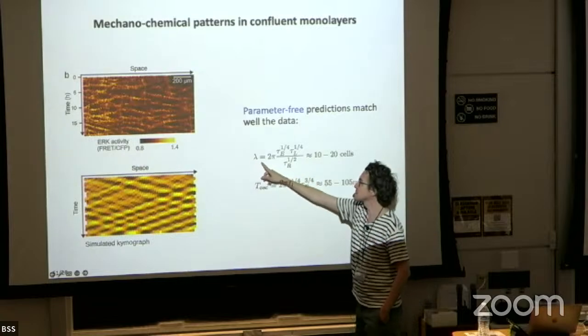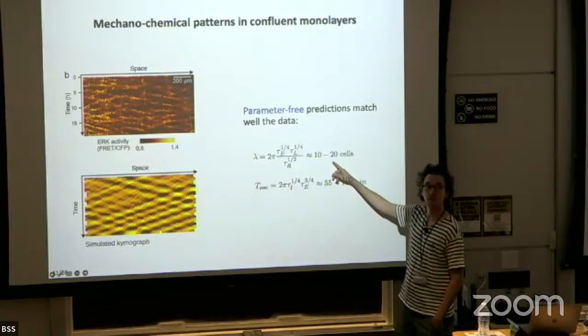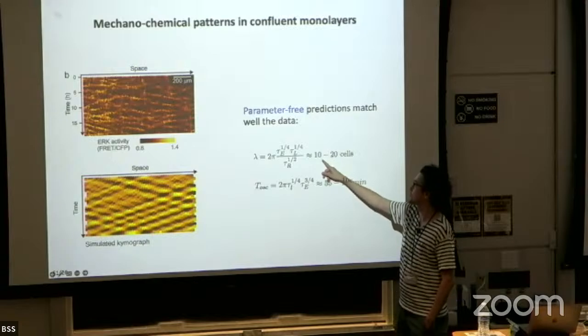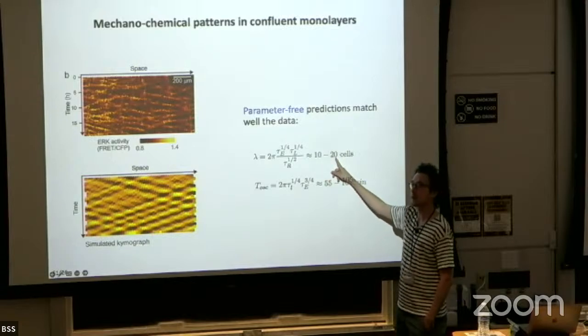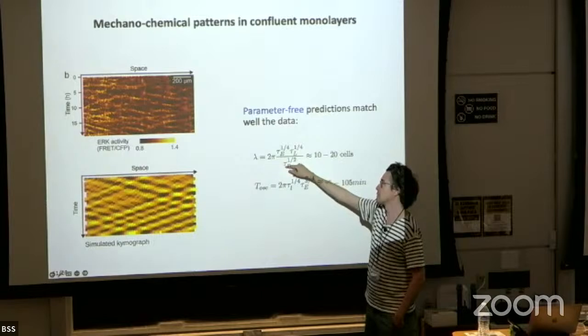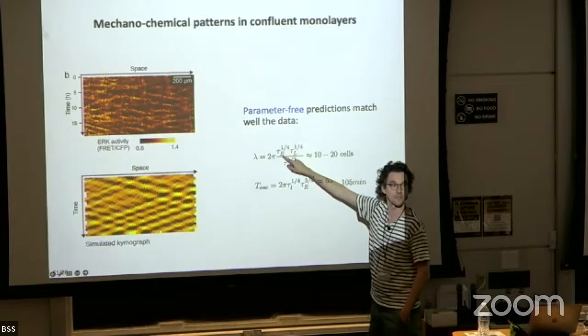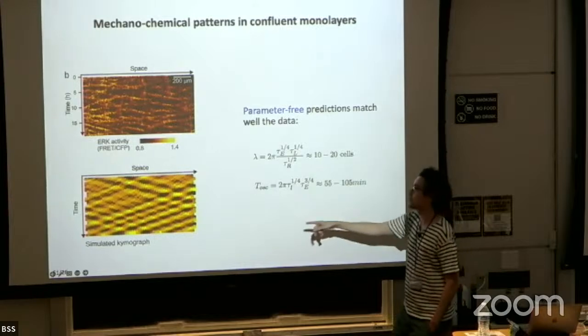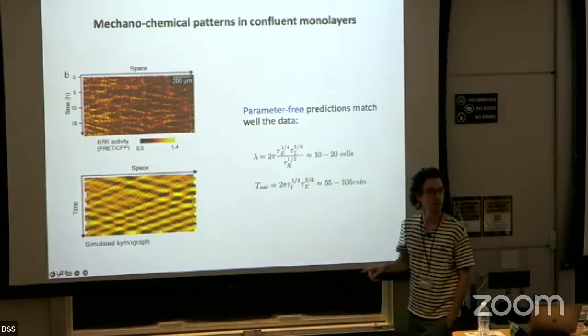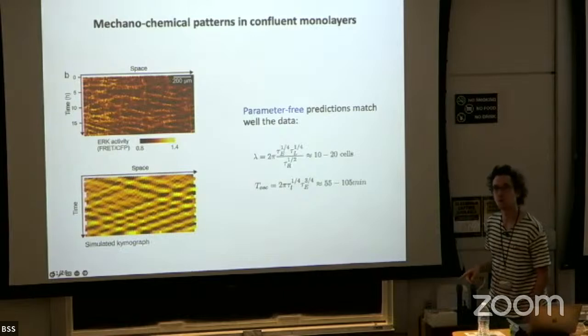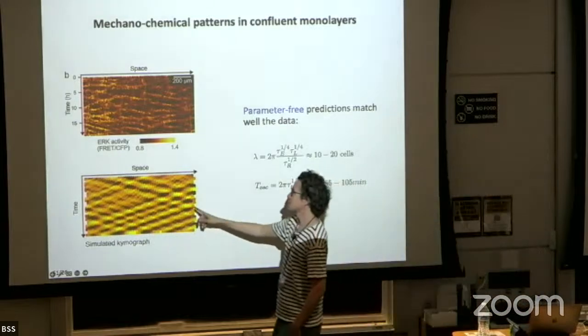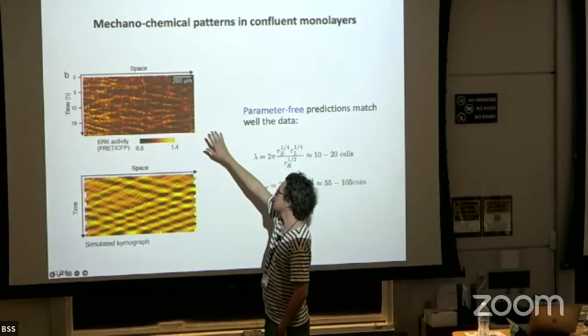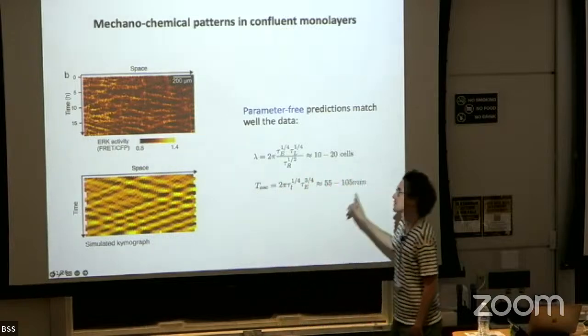And what Daniel found is a wavelength of the instability of about 10 to 20 cells. This is taking into account the standard error, the error of estimate of all of this. And when you look at the period, it's like 1 to 2 hours. And if you simulate a chemograph, it's basically exactly what you see. It's exactly consistent with the data. So this is a simulated chemograph with these parameters, and these things agree quite well.